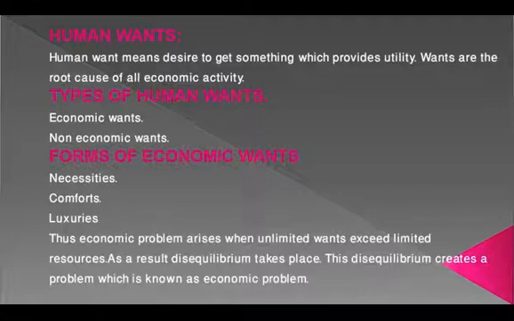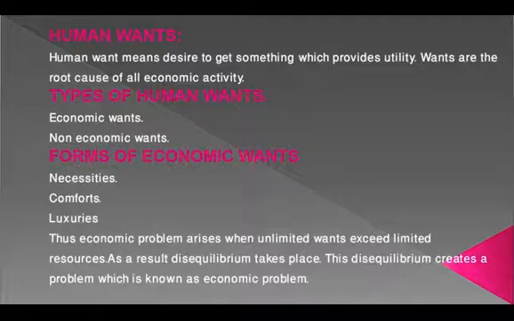Forms of economic wants. First form of economic want is necessities. Necessities are all those goods which are necessary for our survival. For example, food, clothing, housing, medicines, etc. These are necessities. Comforts. After meeting necessities, what we face are comforts.